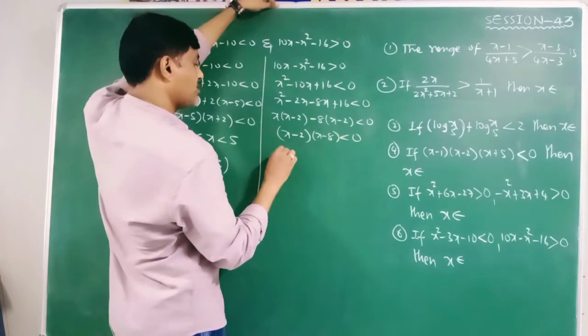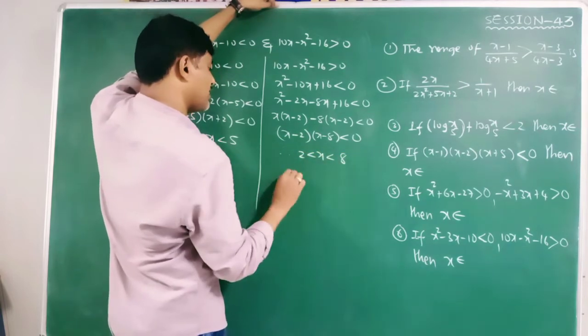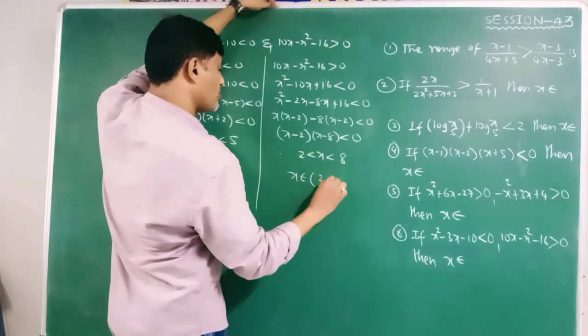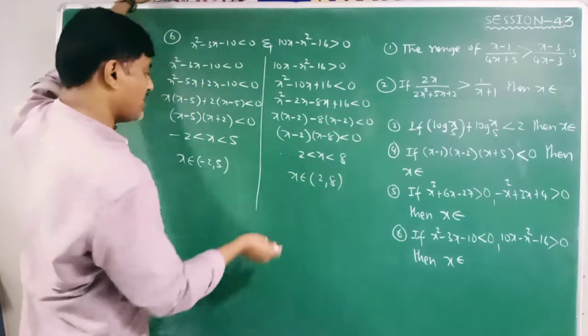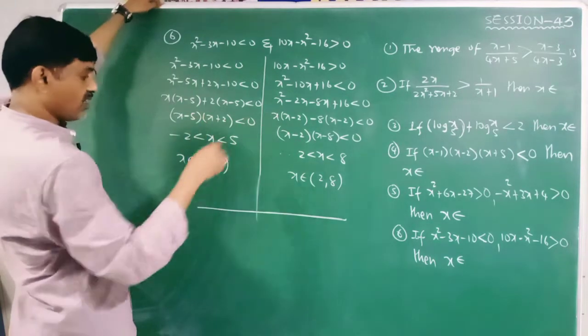Therefore, clearly x lies between the roots: 2 is less than x less than 8. X belongs to (2, 8). Now we have to write the common solution for both quadratic inequations.